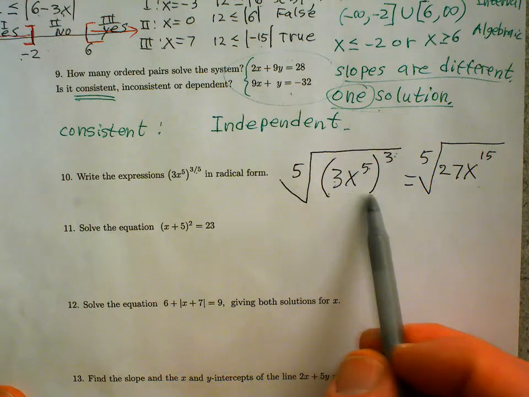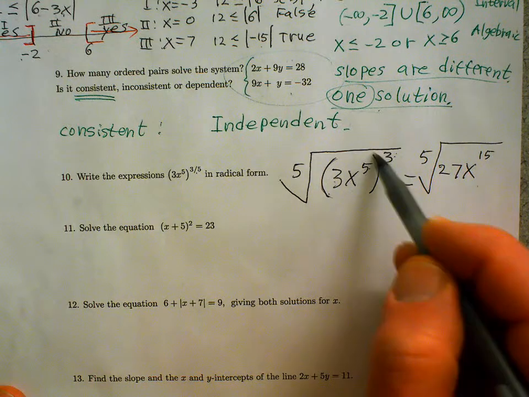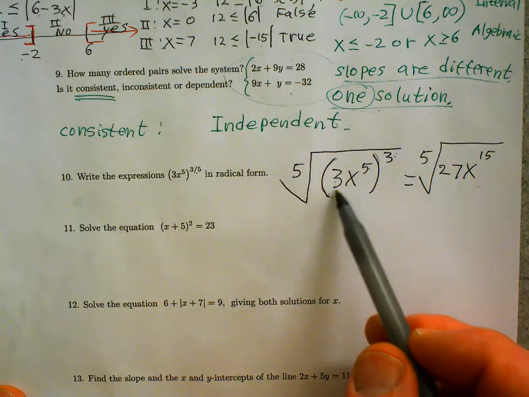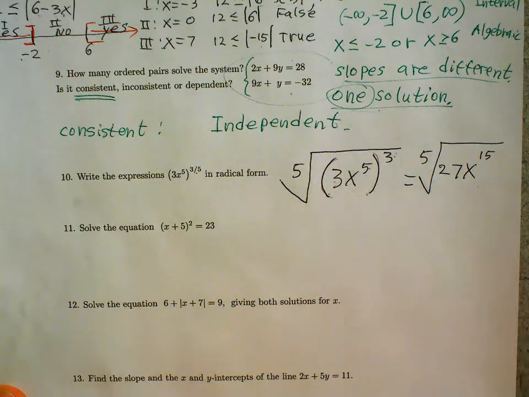Just make sure that if you write 3x to the fifth, you need parentheses around that term.